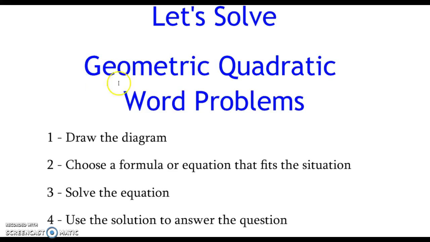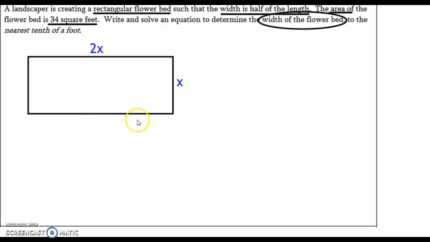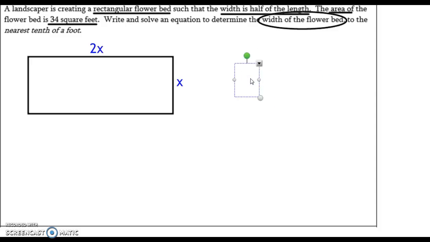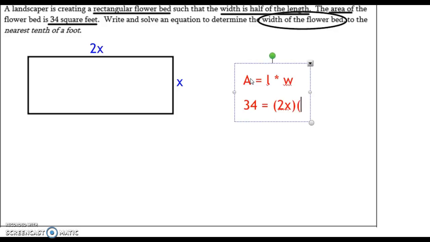So remember our steps. We've drawn the diagram. Now we have to choose a formula or equation that fits the situation. In this case, it tells us area. It gives us length and width. So it seems to me that the formula that we should use is something that uses area, length, and width. And we have one of those. Area equals length times width. And in this case, we know the area is 34. That's equal to the length, which is 2x, times the width, which is x. We can simplify that to say 34 equals 2x squared.